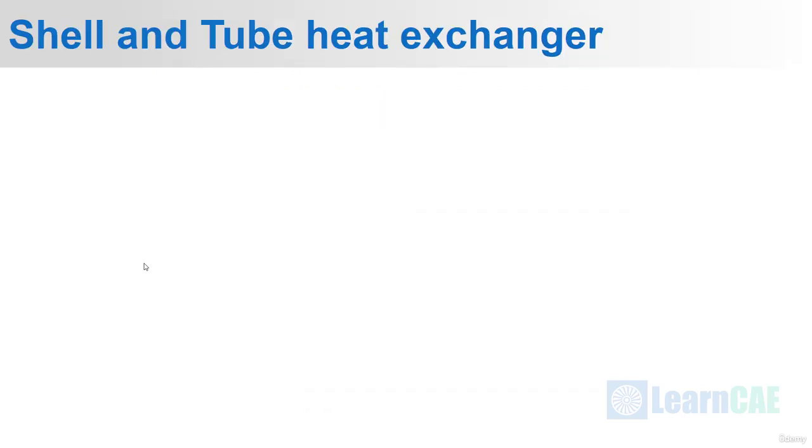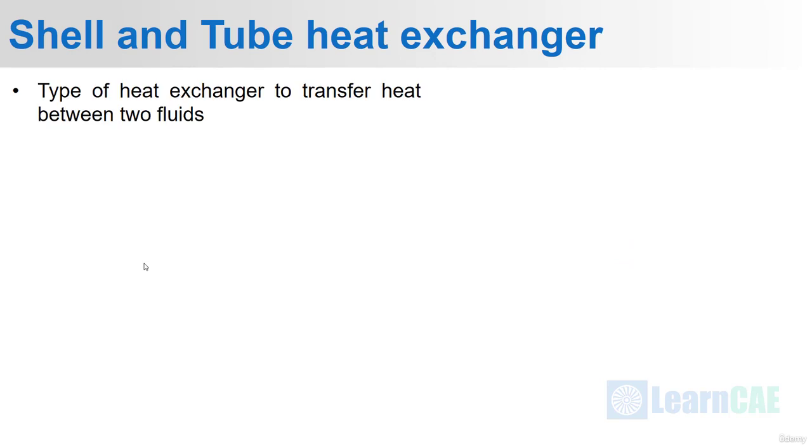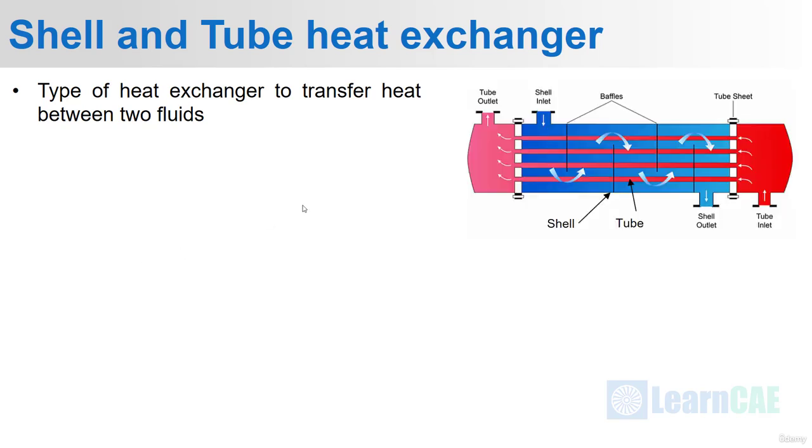What is a shell and tube heat exchanger? This is a type of heat exchanger which is commonly used in many industrial applications to transfer heat between two fluids without mixing. We shall see the diagram here. Here, one fluid enters the tube side and the other fluid enters the shell side. Both the fluids are at different temperatures and heat transfer occurs in the shell and tube region.